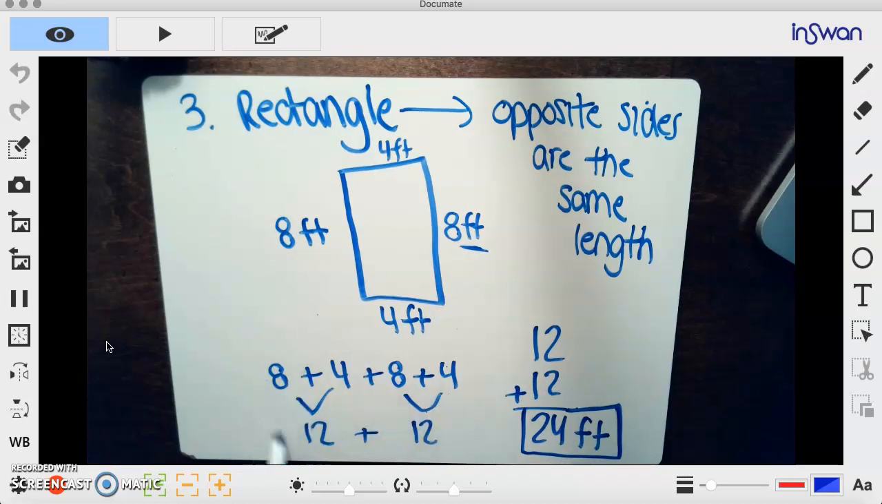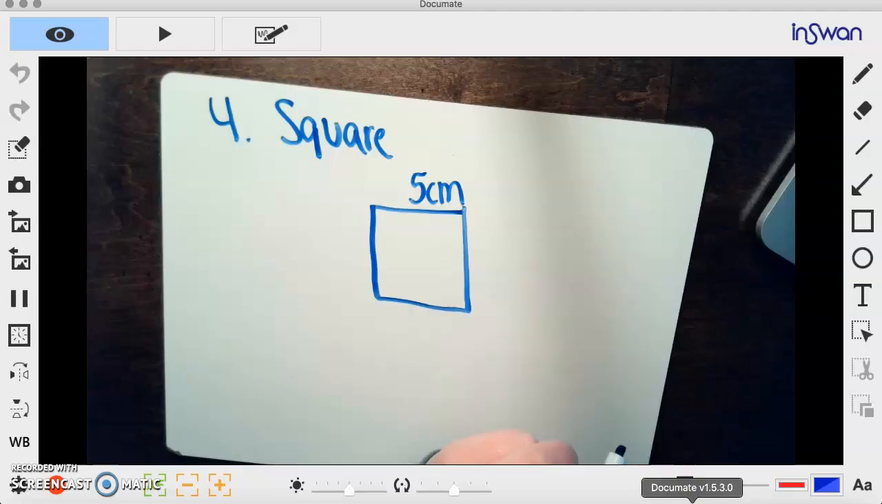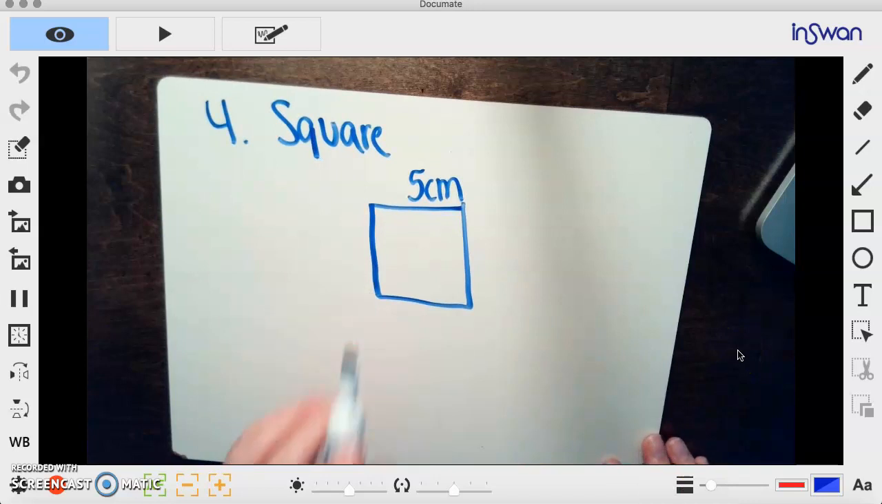And remember, this is just one way to do it. We also can use multiplication, which we'll do for our next one, which is using a square. So number 4 has us finding the perimeter of this shape, or this square. So I have a square, and I know that one side of the square is 5 centimeters. So here we go. I have my 5 centimeter square.